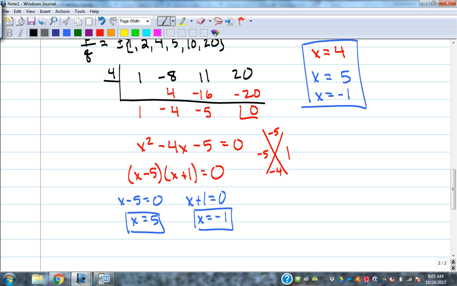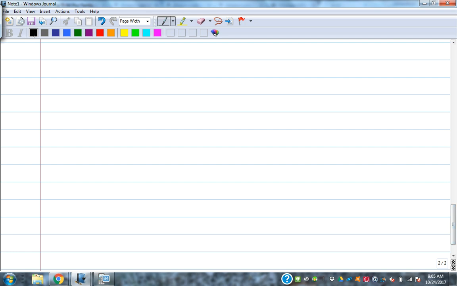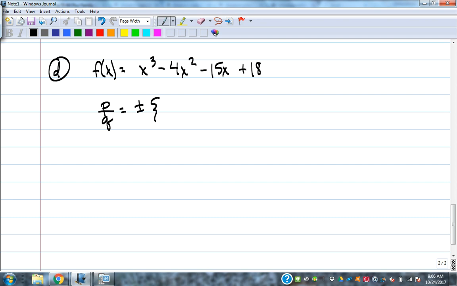Let's look at another one. F of x, x cubed, 4x squared. So another nice one where we've got a 1 in front of the degree term. The leading coefficient is 1, so that makes the P over Q list quite a lot easier, okay, and quicker. So what are our possible rational zeros here?